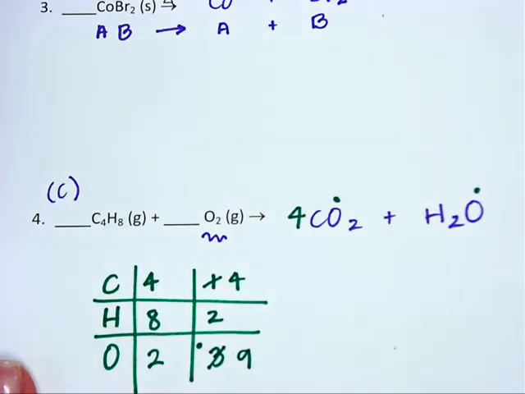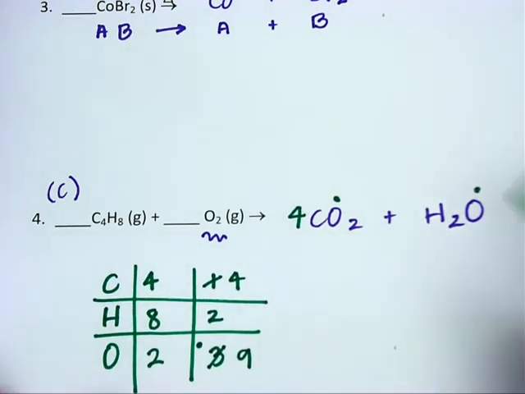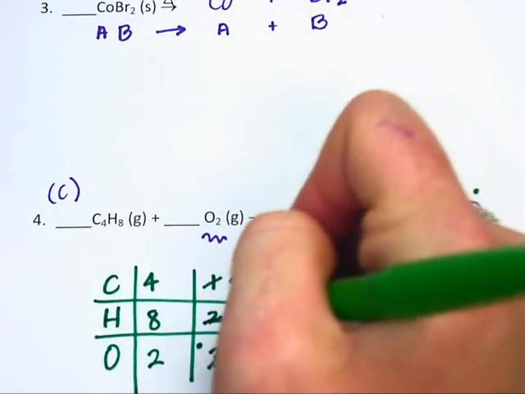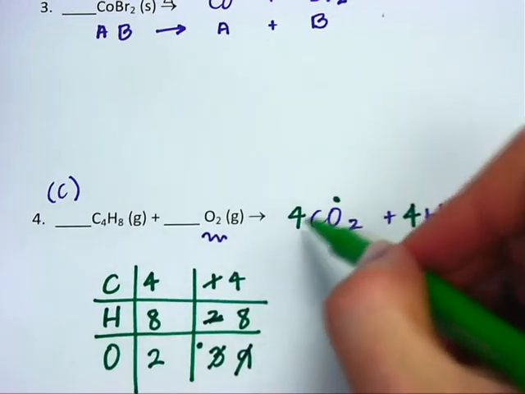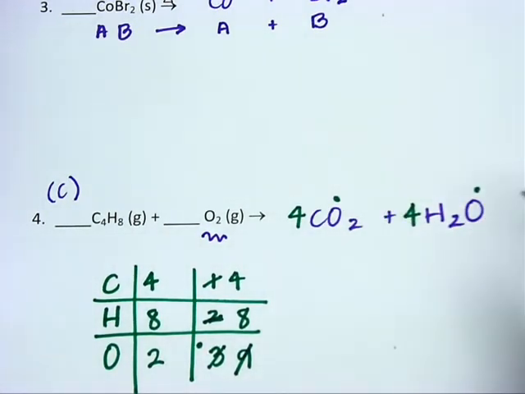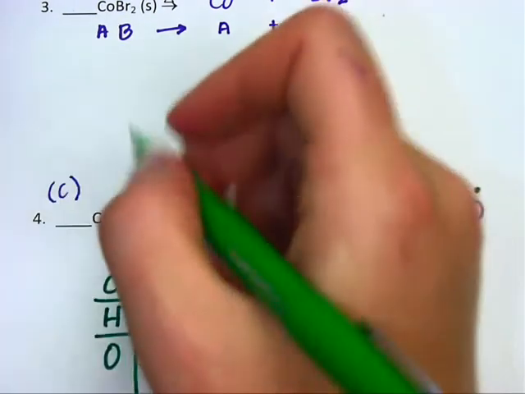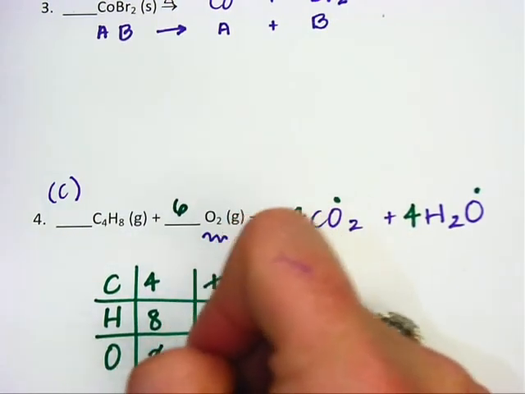Now I'm going to go and balance my hydrogens. I have 8 on the left, so I will multiply this one by 4 to give me 8 on the right. That also changes my number of oxygens again. 4 times 2 is 8, plus 4 gives me 12, which means I will need to multiply this one by 6 to get 12 on the left.